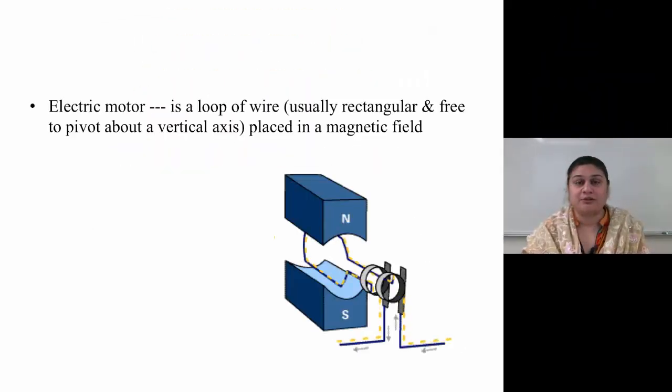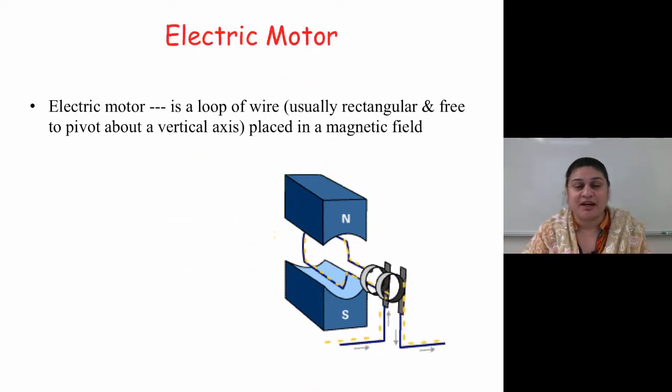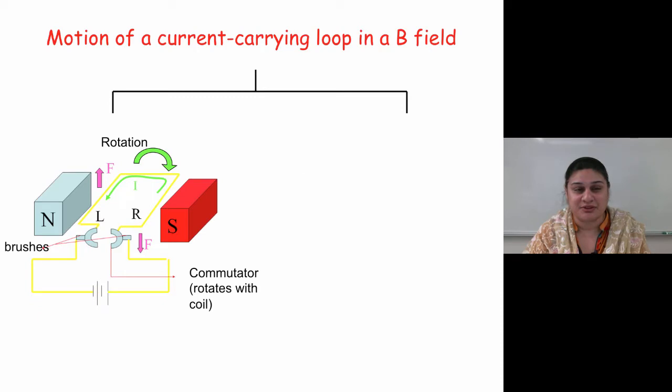Torque on a current loop. An electric motor is a loop of wire, usually rectangular and free to pivot about a vertical axis, placed in a magnetic field. When these wires are placed in a magnetic field, a force is produced. Now we want to figure out how this is done, and those constitute electric motors. So, motion of a current carrying loop in a B field.